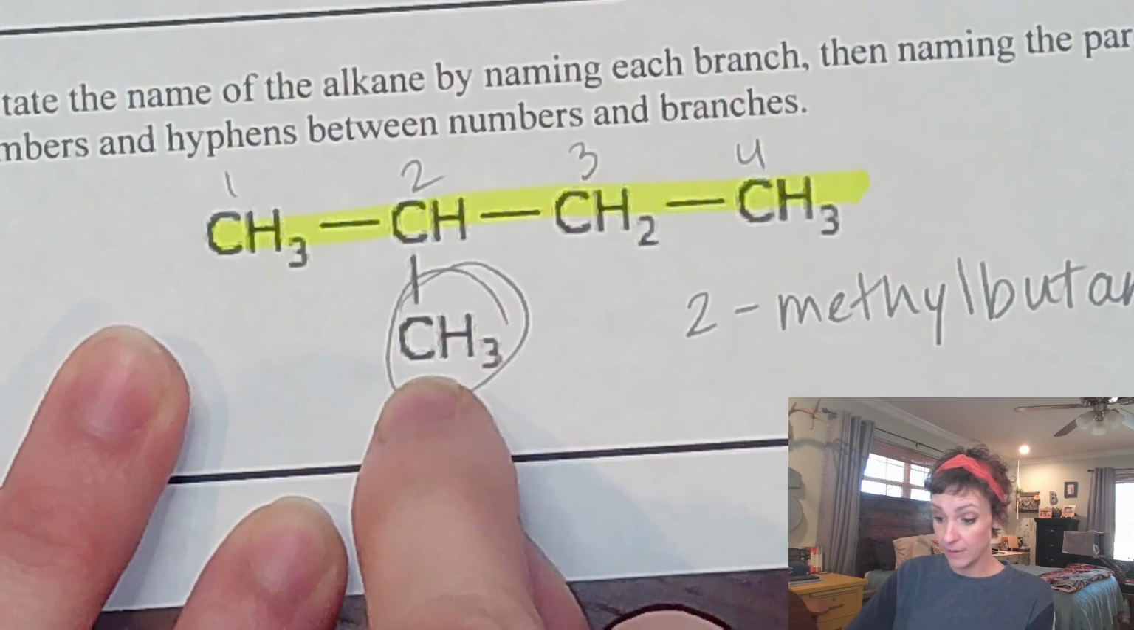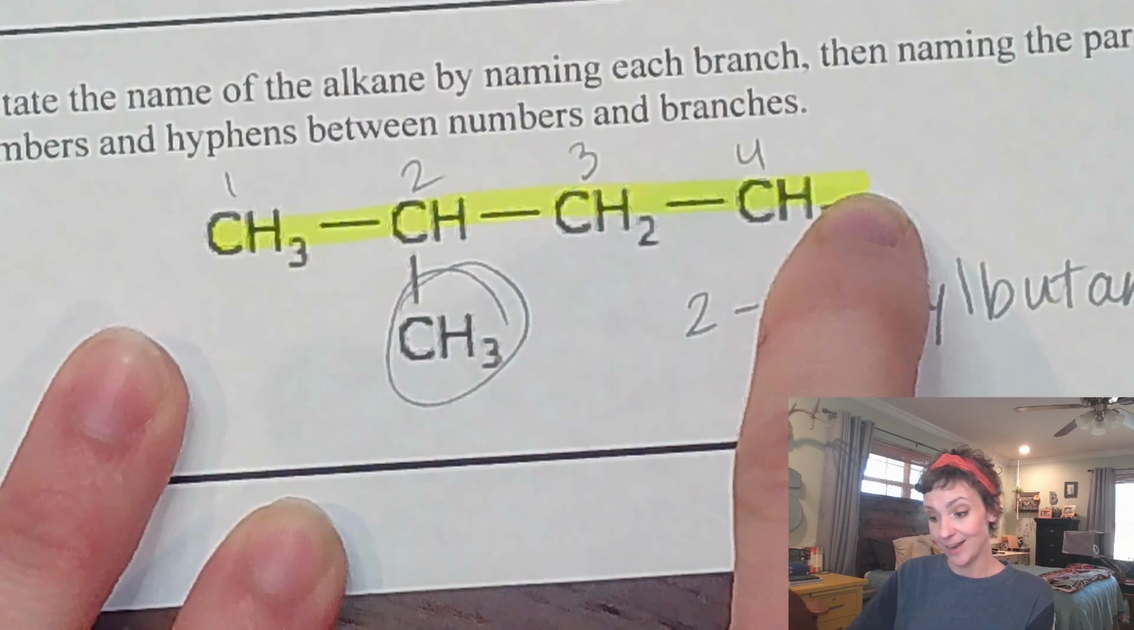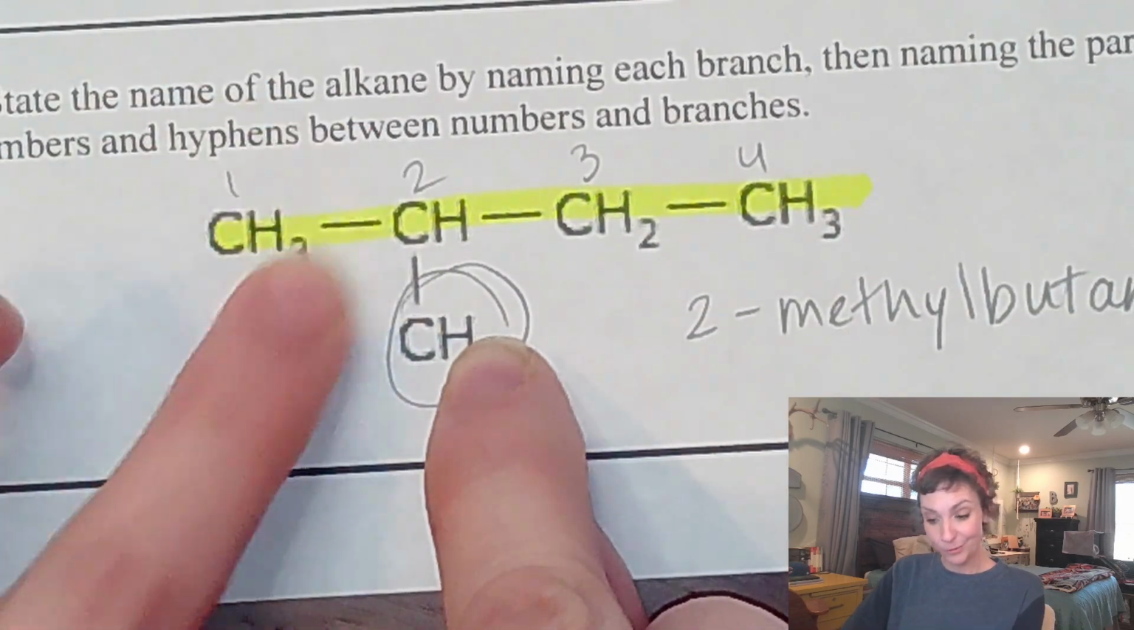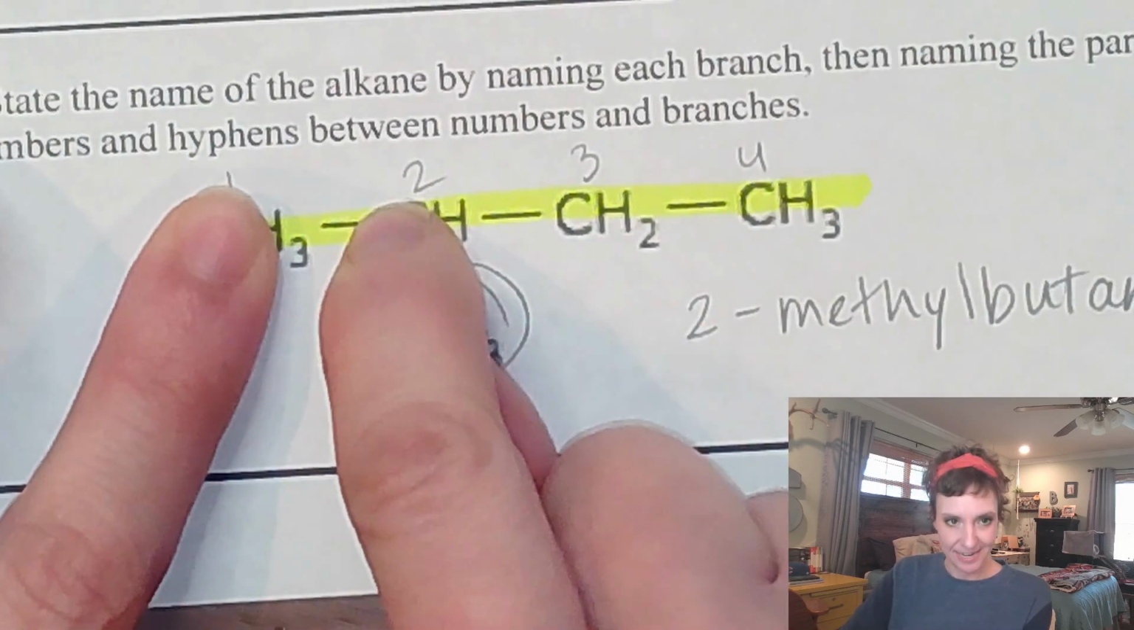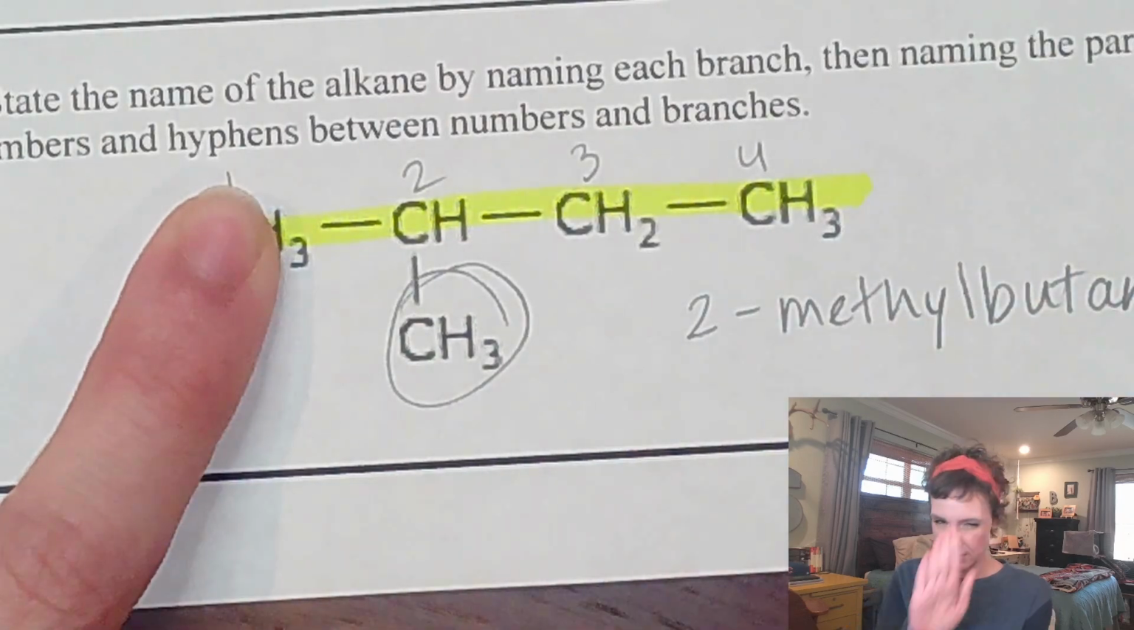This would be my carbon 1, carbon 2, carbon 3, carbon 4. And that would be my methyl group. The methyl group would still be coming off of the second carbon, so the name would totally be the same. You've got to trust me on this.